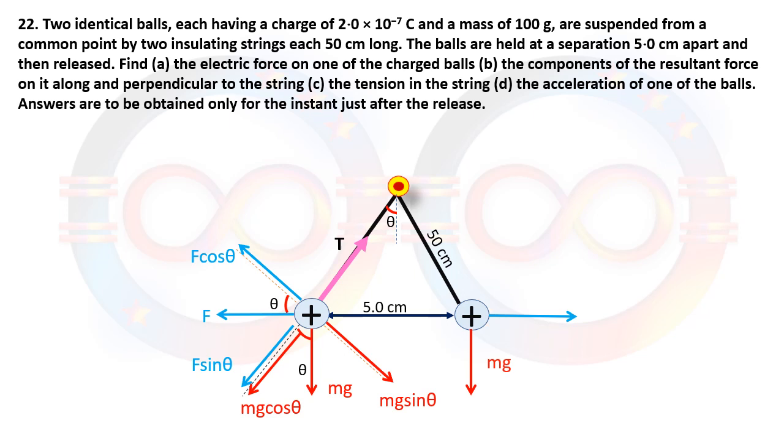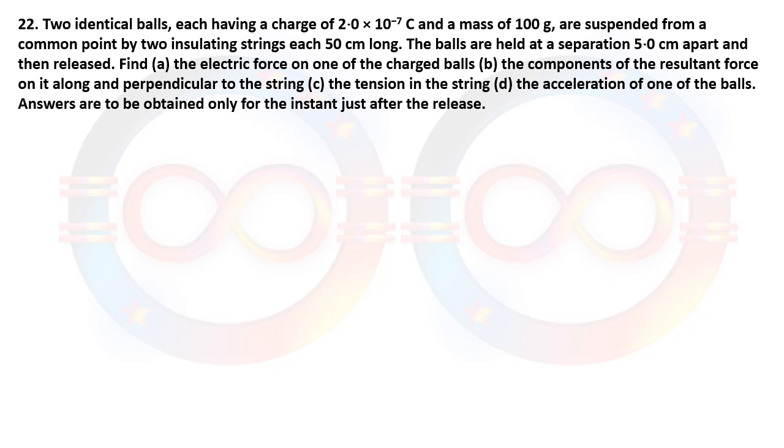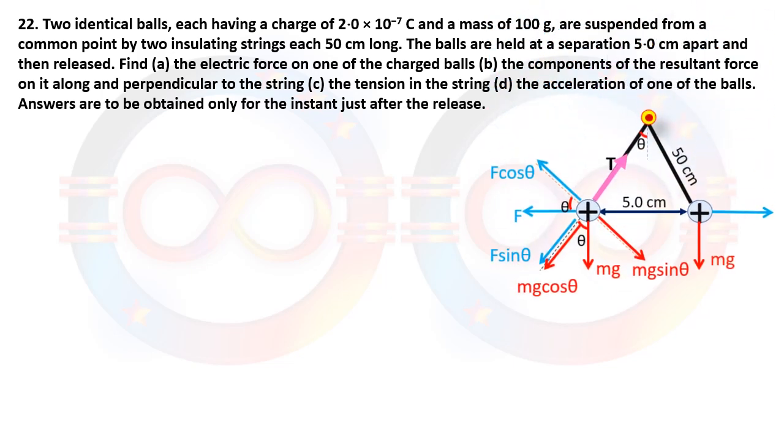B part is asking for the components of the resultant force along the string as well as perpendicular to the string. Along the string it will be f sin theta and mg cos theta. Perpendicular, it will be f cos theta and mg sin theta. The resultant may be f cos theta minus mg sin theta or mg sin theta minus f cos theta, whichever is larger in value, in order to solve this question.